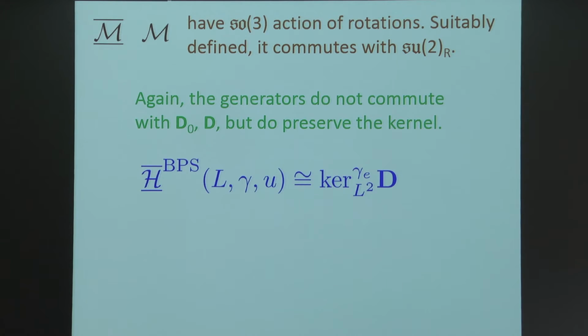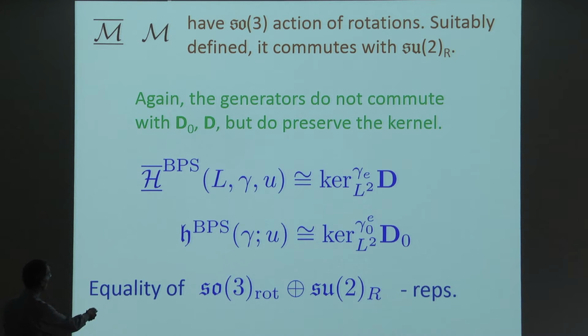So we have the following situation. We have these isomorphisms of physical and mathematical spaces. Both sides are representations of SO(3) plus SU(2)_R, and these are meant to be isomorphisms as SO(3) plus SU(2)_R representations. Okay, so now we know from no exotics that SU(2)_R is acting trivially here. So what does that mean over here?